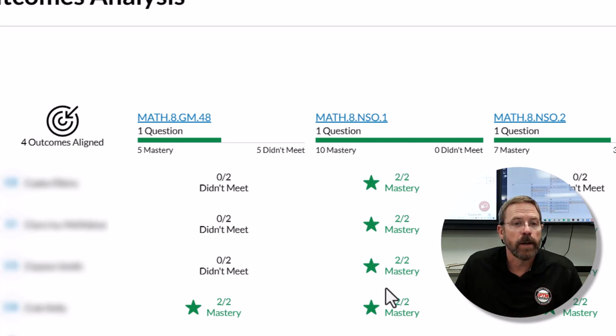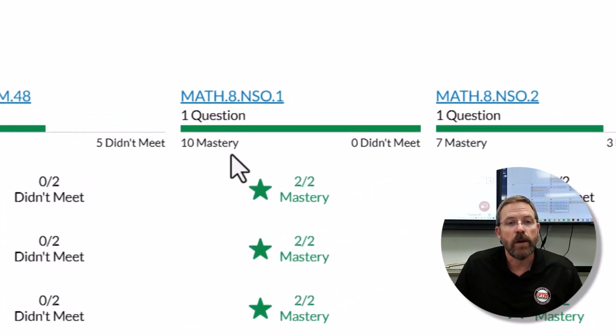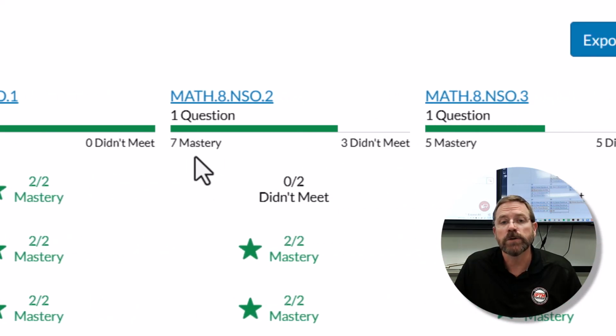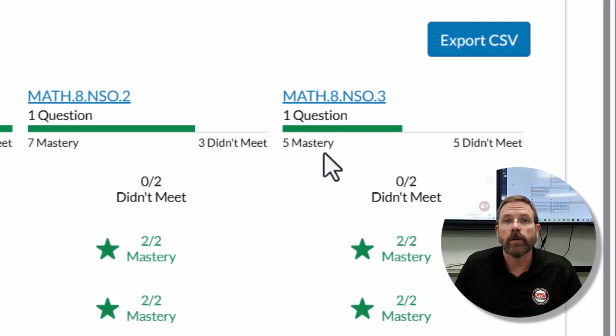So it's not based off of the individual questions, it's based off the standards. Next thing I'm going to point out here is that you can see under each standard how many met the standard, how many did not. So for this question here, all 10 of the students met the standard, 0 did not meet it. On this question, 7 students met the standard, while 3 students did not. And on this one here, I had 5 students with mastery on the standard and 5 students did not.